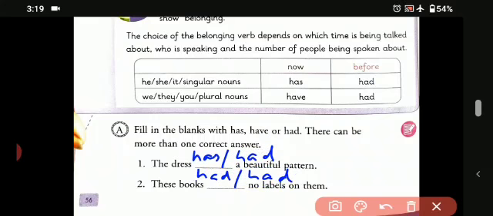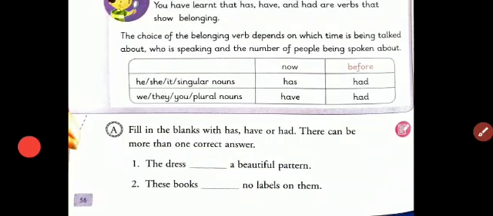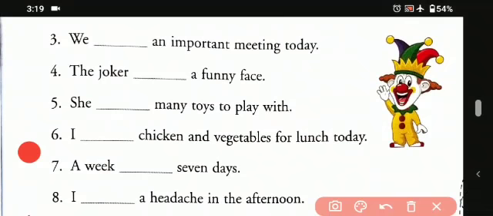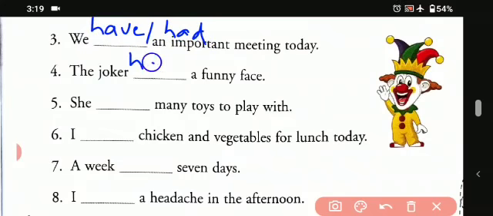Okay students, so we can use both the words in these types of sentences. So again we will be using, we dash an important meeting today. We had an important meeting today. We have an important meeting today. So have and had. Okay. Then the fourth one. The Joker dash a funny face. So Joker has a funny face and Joker had a funny face.